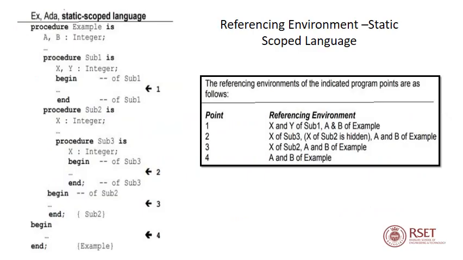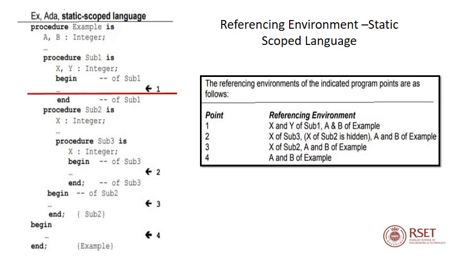So as we have discussed, the referencing environment is the set of all names that are visible at the current point of execution. So here is an example Ada program. We know that it is a statically scoped language. So we have a procedure example, which is the outermost or enclosing procedure. Within example we have two variables a and b, both of type int. Then we have the first nested procedure sub1. Now sub1 has two integer variables x and y.